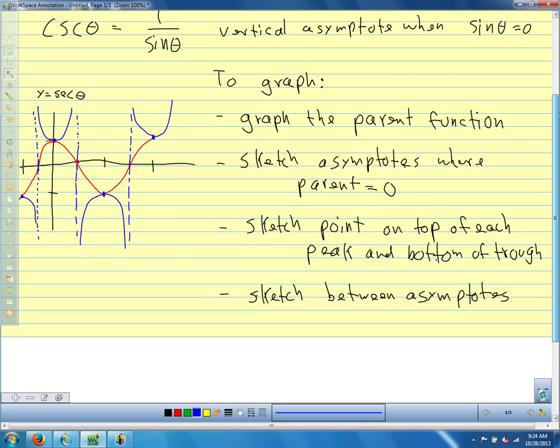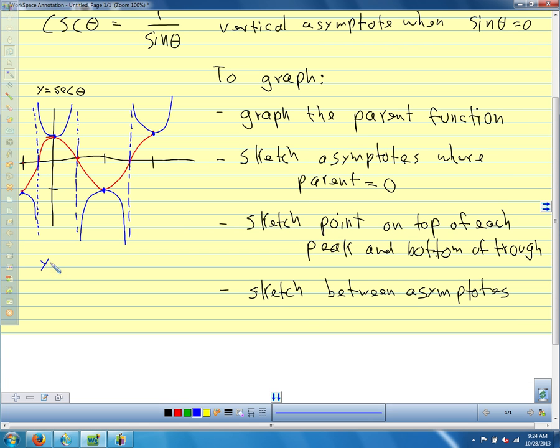And then we can sketch a quick graph of y equals cosecant theta by first sketching sine theta. I'll go through the same process. And sine theta starts at 0 and goes up to a maximum.